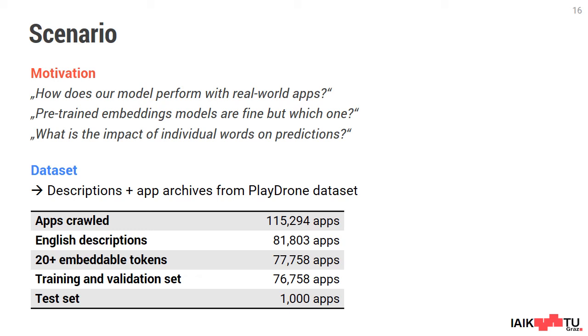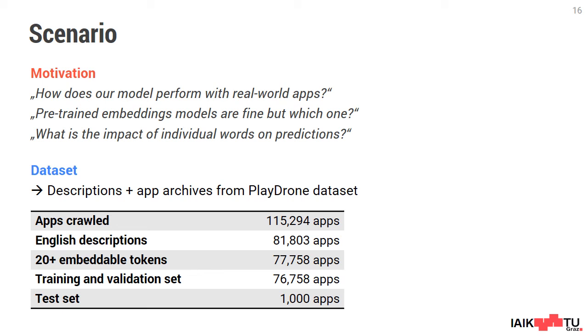Then we filtered apps based on their text embeddability. After pre-processing each description, it had to consist of at least 20 embeddings from a pre-trained model to be used further on. This boundary was set to reduce the potential impact of insignificant samples on the training process.